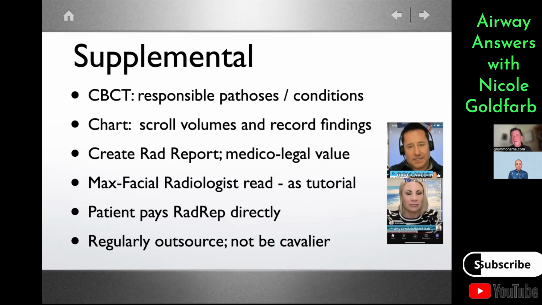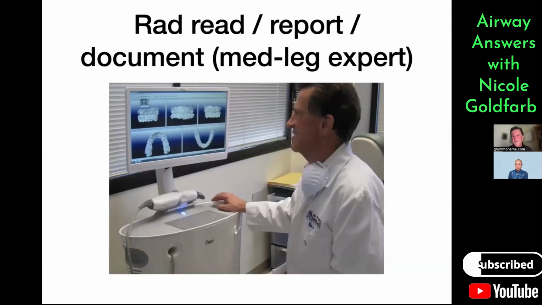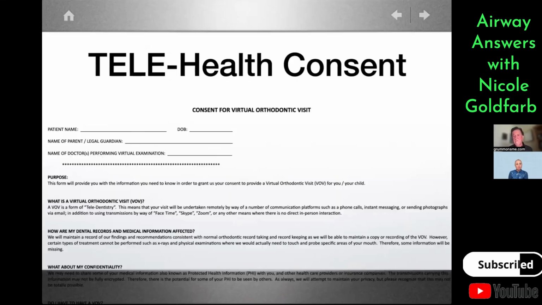And we regularly outsource. I don't get cavalier and say, oh, I've taken so many of these, I can read them myself. No, there's always something here and there that looks different. I'll send it out. And then, like I say, create the RAD report. So we sit there and we do that with an assistant. If you're doing telehealth, remote monitoring, you want to have consent to do that. So just know medical legally, that's where we're at with things. So get consent, and there's forms for that.